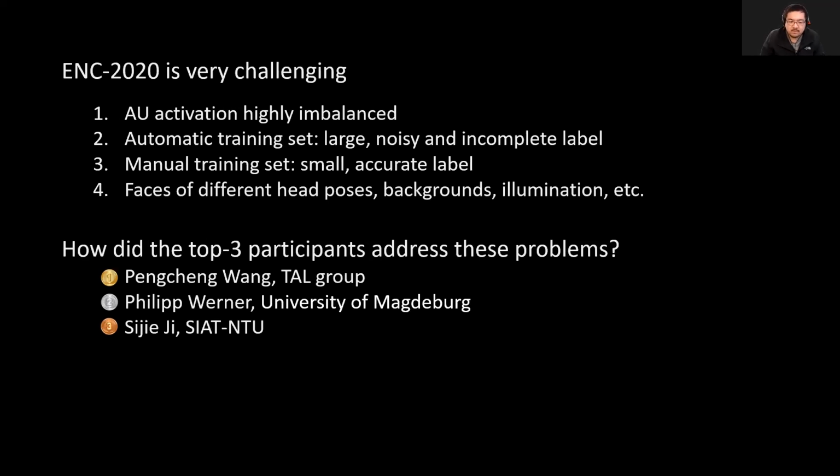And then we have Philip Warner from the University of Magdeburg, who will talk about how to use self-training and specific multitask learning to leverage the large noisy automatic set and the small but accurate manual training set. And last but not least, we have Sijie Ji from the joint team of CIAT and NTU, who will illustrate how to use selective learning and model ensemble to achieve better performance.